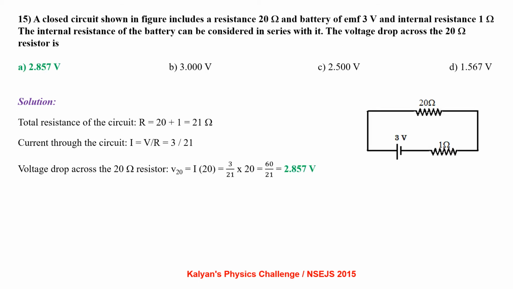A closed circuit shown in figure includes a resistance 20 ohm and a battery of 3 volt EMF and internal resistance 1 ohm. The internal resistance of the battery can be considered in series with it. The voltage drop across the 20 ohm resistor is. Total resistance of the circuit, that is external resistance plus internal resistance, 20 plus 1, comes out to be 21 ohm. Current flowing through the circuit I equal to V by R, so that is 3 by 21. Voltage drop across 20 ohm resistor V20 is I into 20, that is 3 by 21 into 20. Upon simplification we get 2.857 volt.